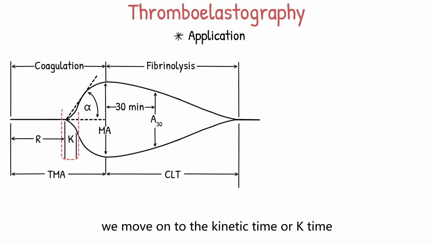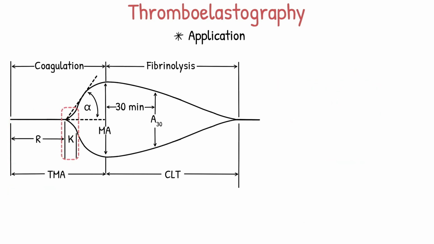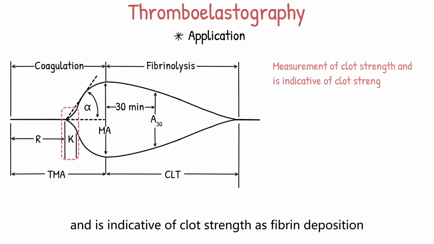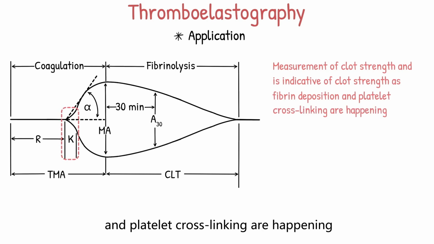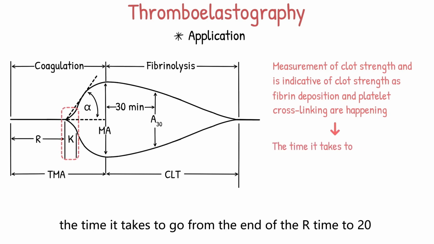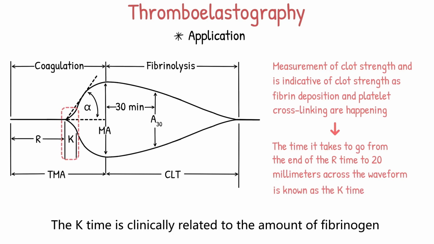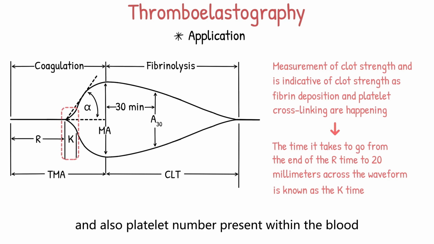shortened. Next, we move on to the kinetic time, or K time. The K time is a measurement of clot strength and is indicative of clot strength as fibrin deposition and platelet cross-linking are happening. As the clot gets increased in strength, the time it takes to go from the end of the R time to 20 millimeters across the waveform is known as the K time. The K time is clinically related to the amount of fibrinogen and also platelet number present within the blood.